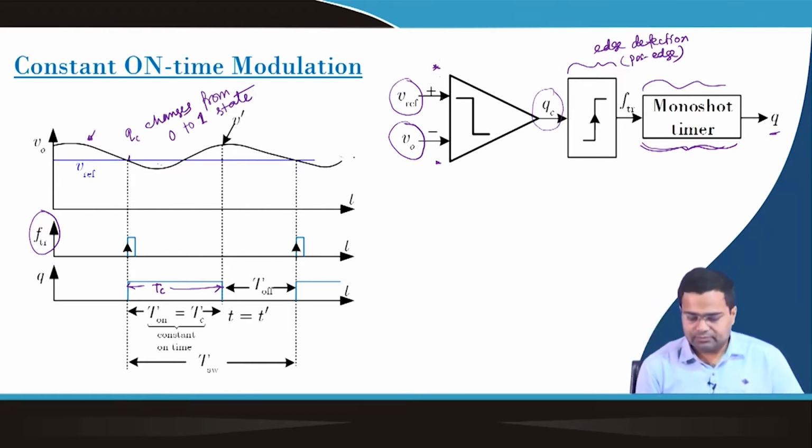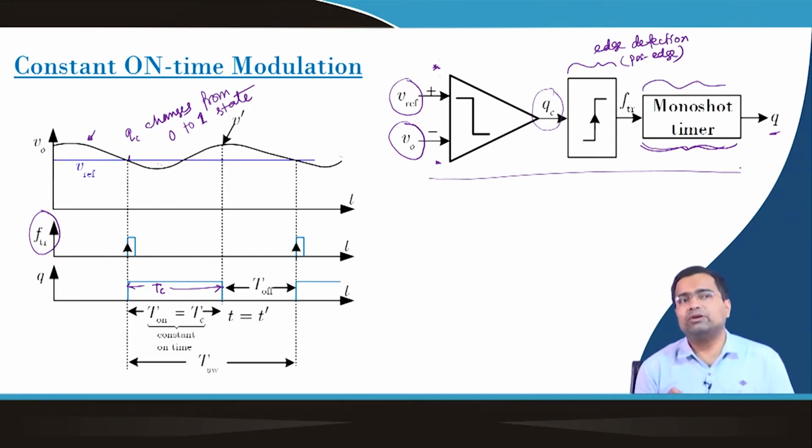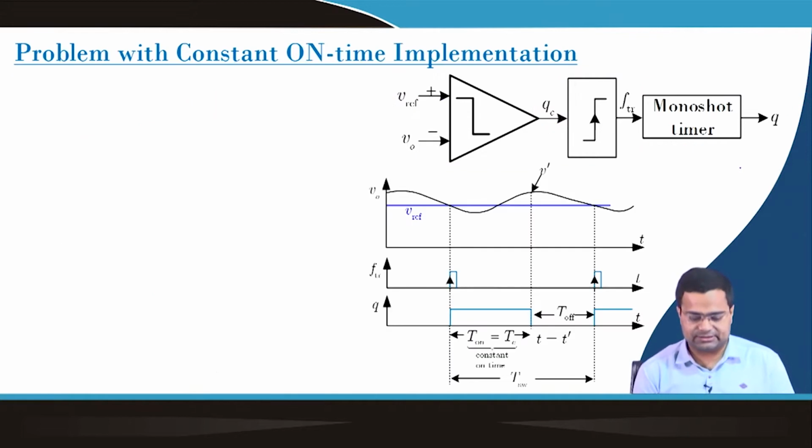Now, this looks like a very simple technique. We are just talking about V0 and VREF, an edge detection circuit, a comparator and a monoshot timer. This is a very powerful technique, but in this form we may not be able to use it, particularly during transients, and that we are going to discuss. So, what is the problem with the constant on time modulation?